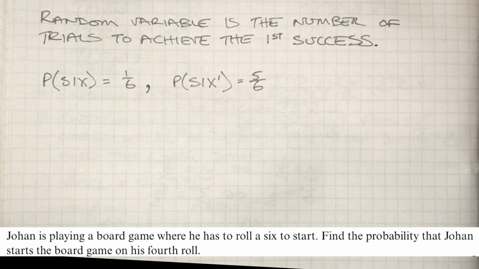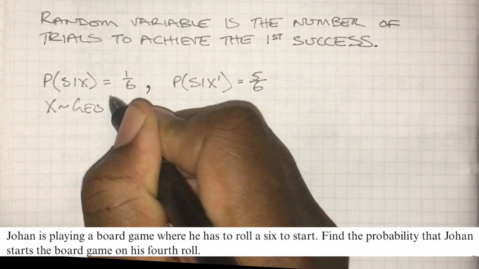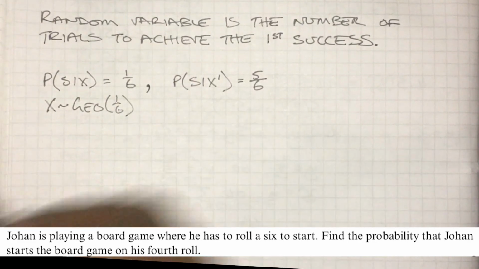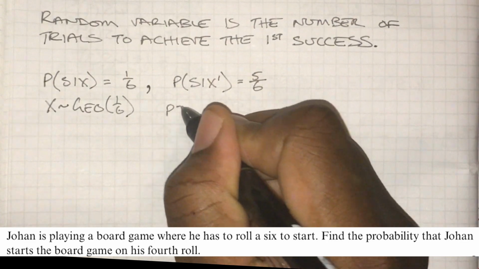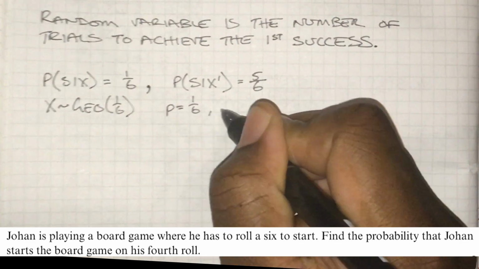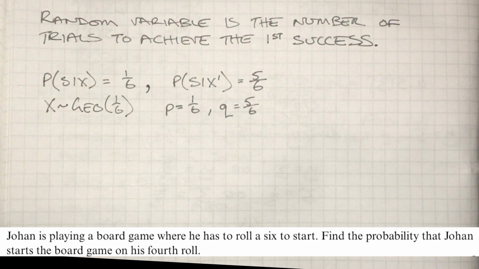Let's just try and think this through. If he doesn't get a 6 until his fourth roll, that means the first 3 rolls he failed to get a 6. This notation is how we describe a geometric distribution, where the probability of success is the parameter. I'm just going to write these again as P and Q.